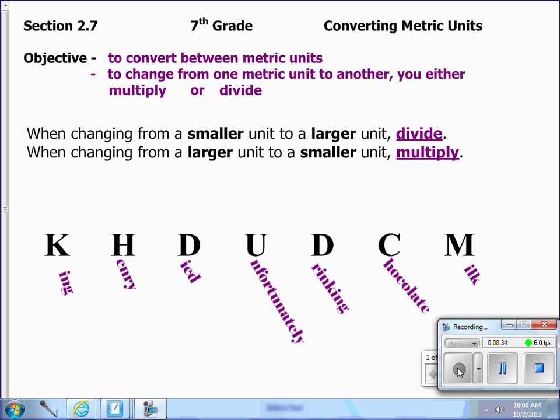The phrase that I have on the board is King Henry died unfortunately drinking chocolate milk. If there's another phrase that helps you to remember the order of the metric units, please remember that one. But on each problem or each question that you have, you need to be sure and write those letters down on each one. So let's start in the middle with the U.